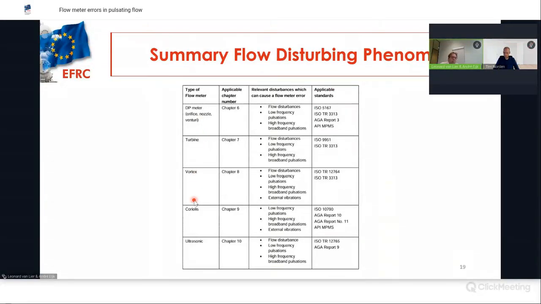Typically for each type of flow meter, we have a separate chapter dedicated to the relevant flow disturbance mechanisms, so the mechanisms which can lead to a systematic error on the meter. And we also add, of course, references where possible to more detailed guidelines on the equipment to make sure you have background reading material. So this is the point to hand over to Andre, and he will be talking about the actual effects on the flow meters.